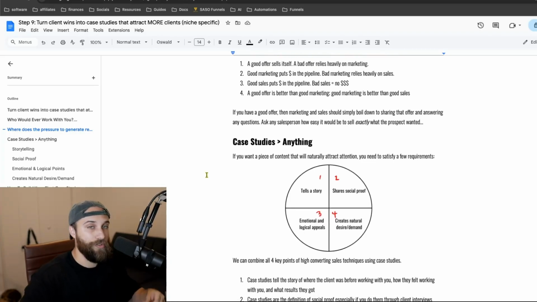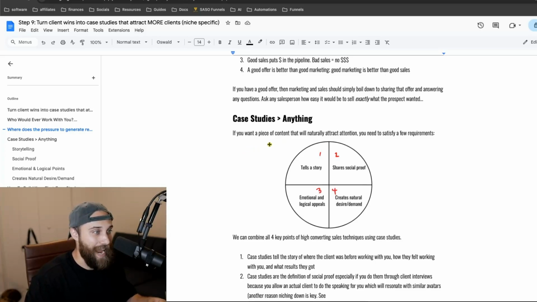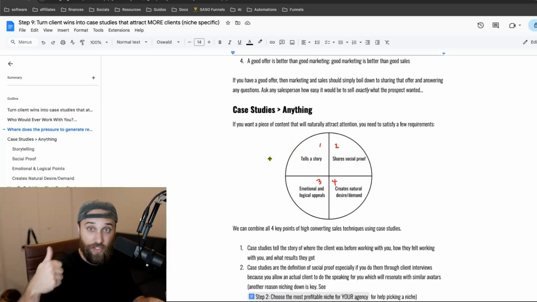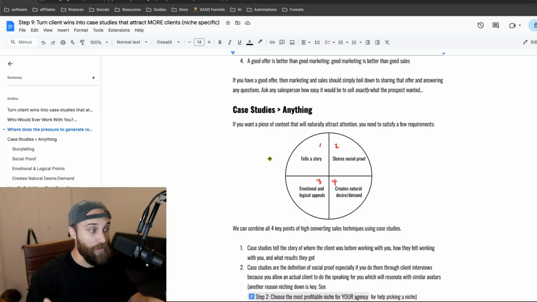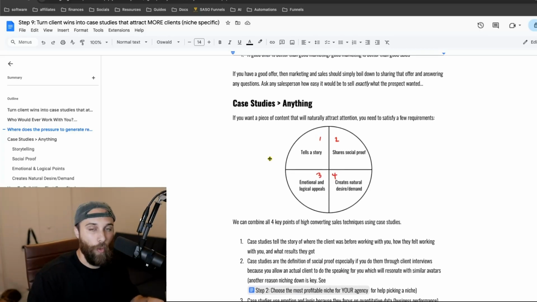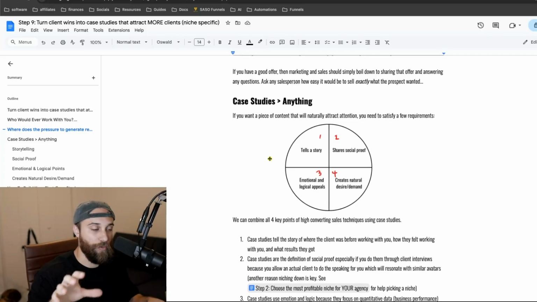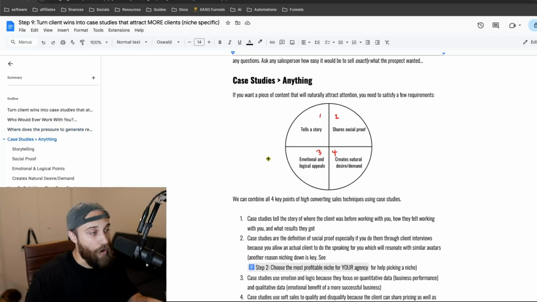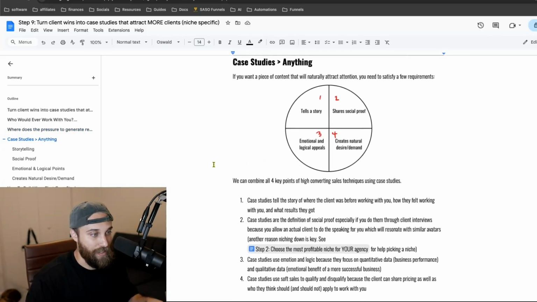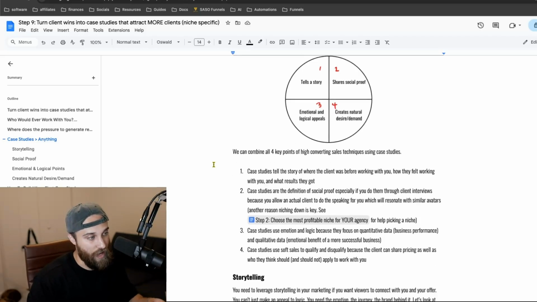Now, case studies are going to be absolutely anything and everything when it comes to marketing assets. If you want a piece of content that will naturally attract attention, you have to satisfy a few requirements, and case studies do this. You have to tell a story, you have to share social proof, you have to have emotional and logical appeals, and of course, you need to create natural desire or demand. It cannot be forced. You cannot force the relationship. When we combine all 4 key points of high converting sales techniques using case studies, then we essentially start seeing the direct impact of having all of these in one piece of content.